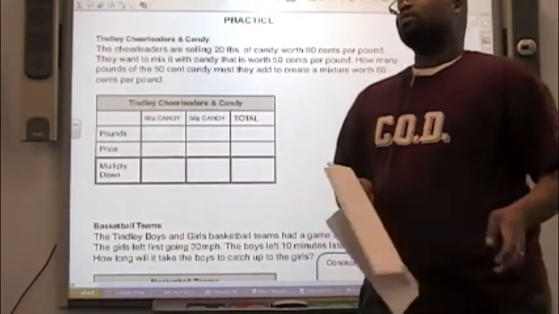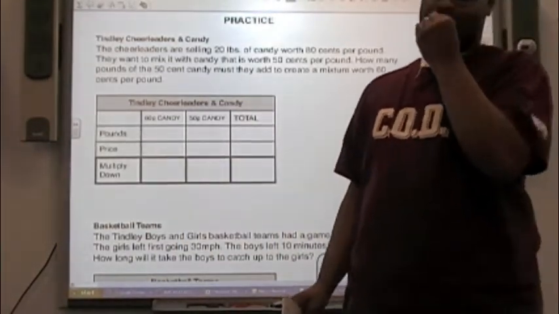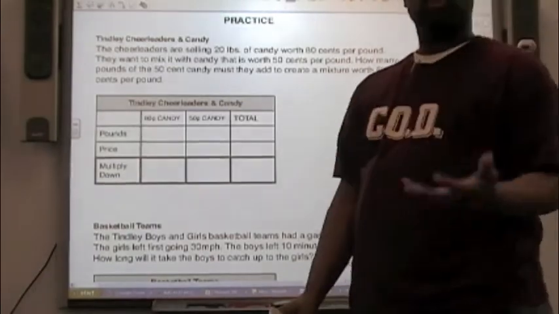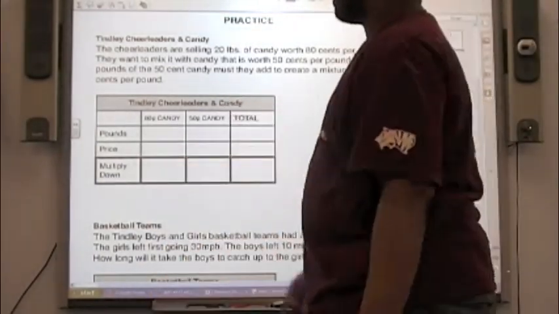All right, let's do a problem that we went over in class. This is section 3.9, chapter 3, lesson 9. This is over weighted averages. So let's read this problem.